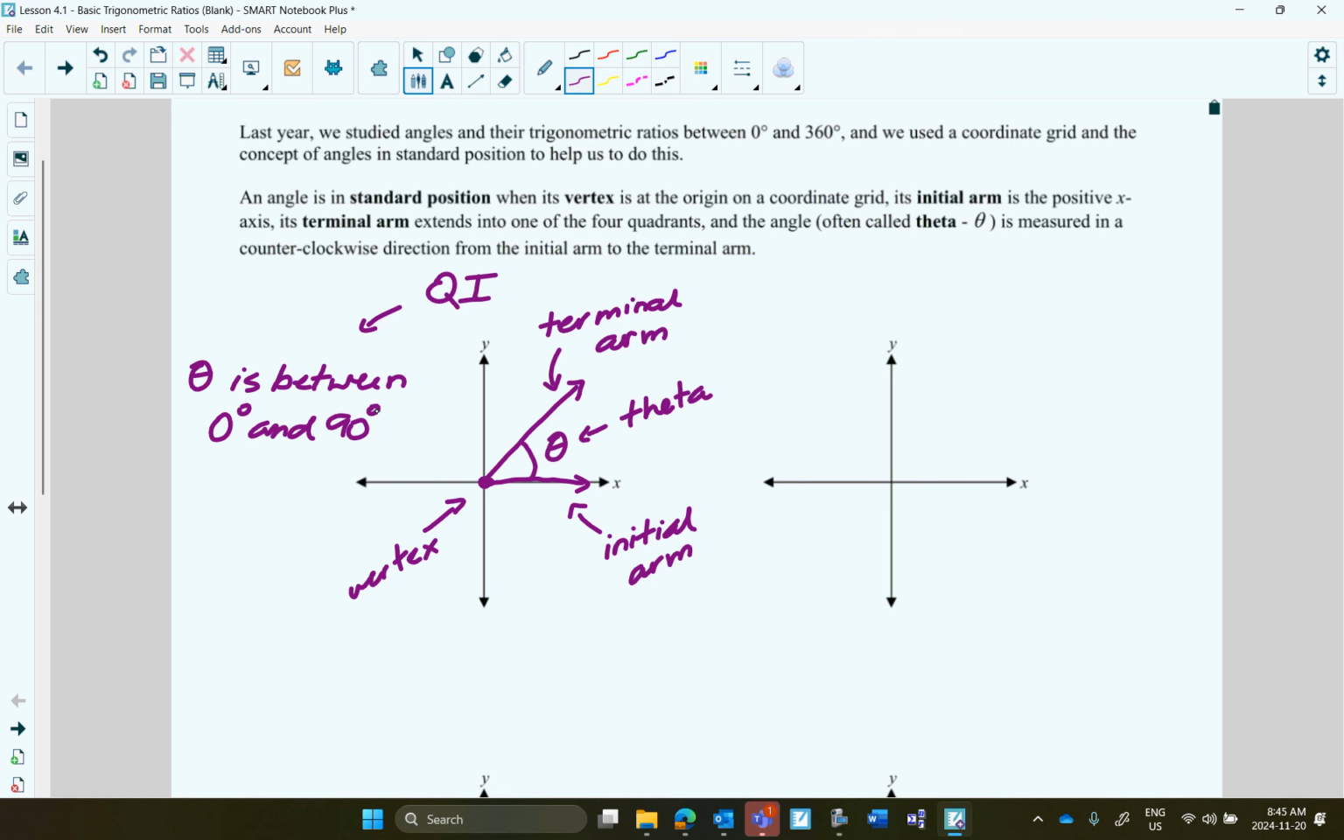So in quadrant 2, well, our initial arm always faces the positive x-axis. Our terminal arm is going to end somewhere in quadrant 2. And then our angle is going to look like that. Well, all the angles that end in quadrant 2 are going to be obtuse angles. In other words, between 90 and 180. So theta is between 90 degrees and 180 degrees.